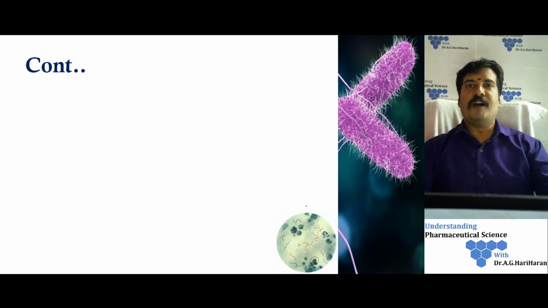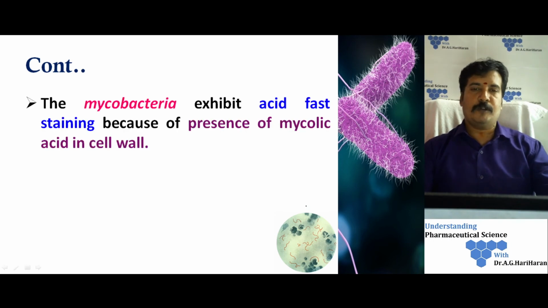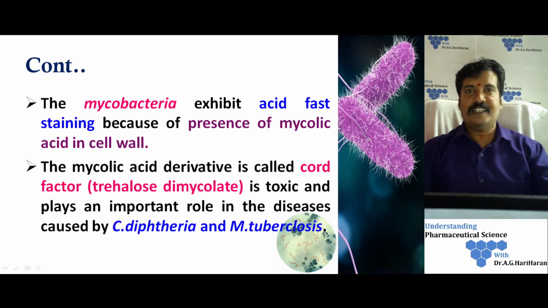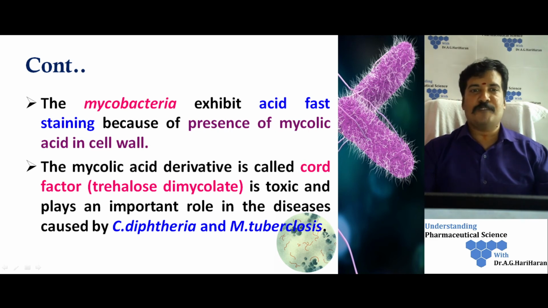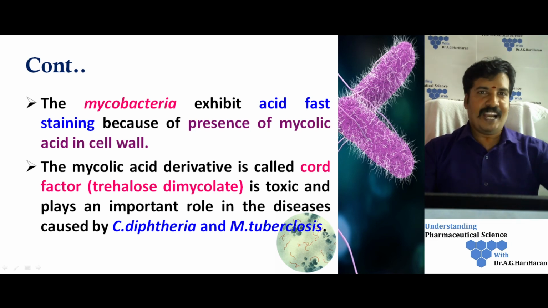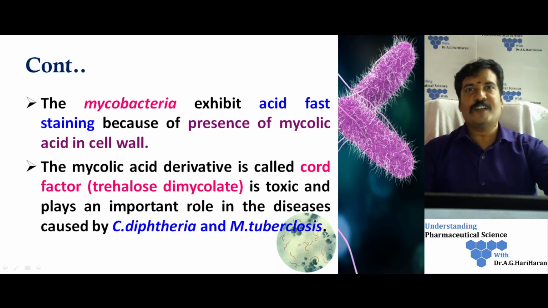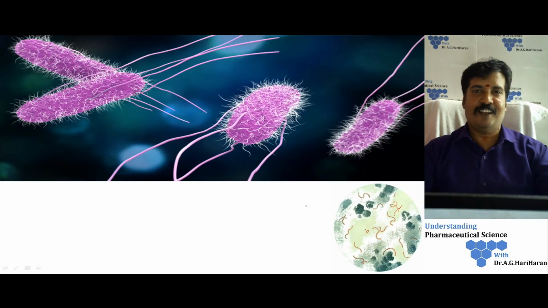The major lipid present in Mycobacterium tuberculosis or Mycobacterium species is mycolic acid. The mycolic acid derivatives are also called cord factor, which is chemically trehalose dimycolate. It is toxic in nature and it is responsible for the toxicity and disease in humans caused by Corynebacterium diphtheriae or Mycobacterium tuberculosis. So the lipids are high in this cell wall, and that's the reason for acid-fast staining. One of the best examples is the Mycobacterium species, which carries mycolic acid in the cell wall, right?